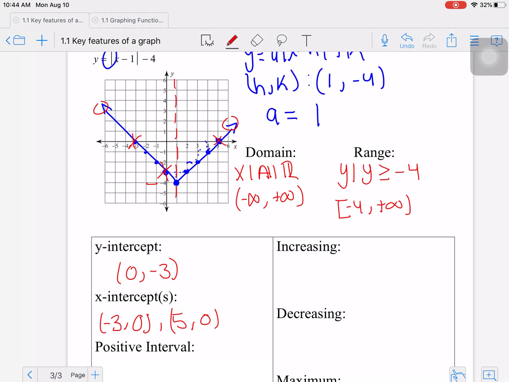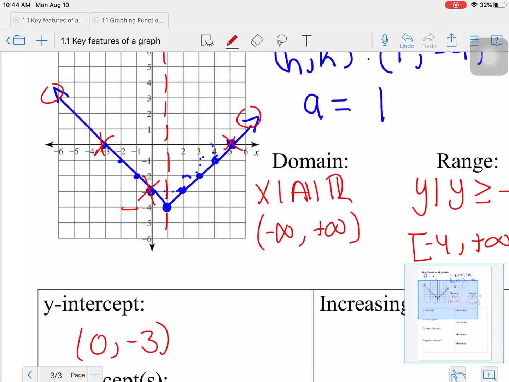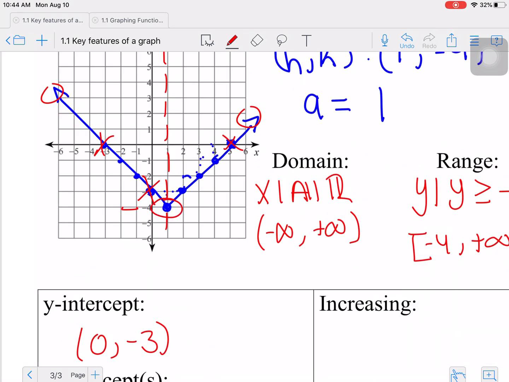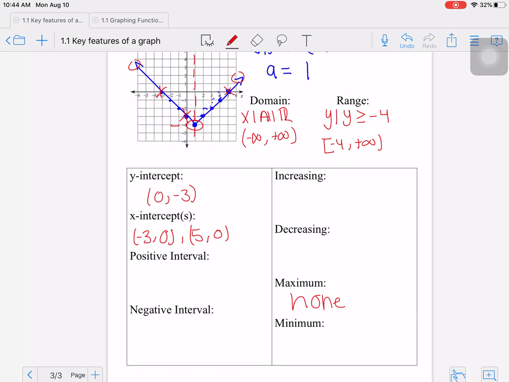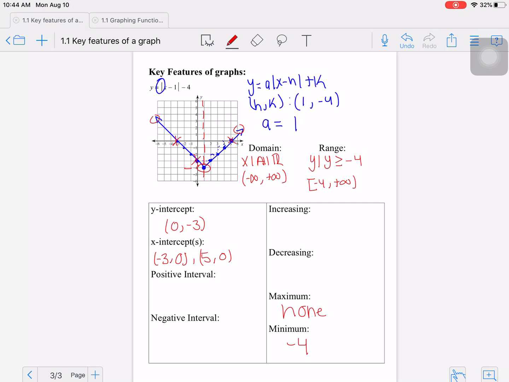So therefore, this function does not have a maximum, but it does have a minimum. As you can see, that is the lowest point of your graph, which means that your minimum is -4. Okay, so those are the basic key features. Let's get into something more difficult.